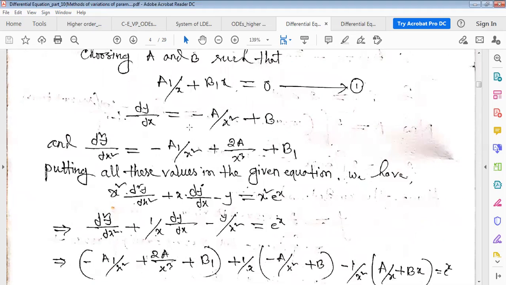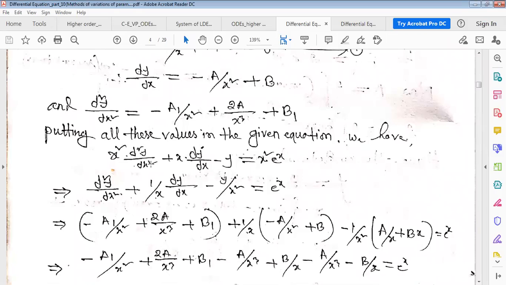Now again differentiating on both sides, d square y by dx square will be minus A1 by x square plus A times the differentiation of 1 by x square, which is minus 2 divided by x cube. So we get this. And B differentiation is B1. Now putting all these values in the given equation.